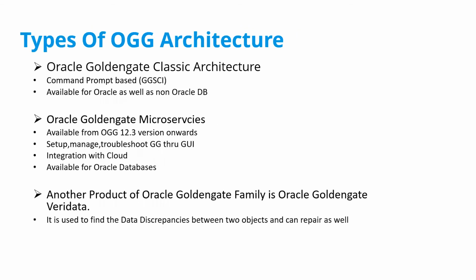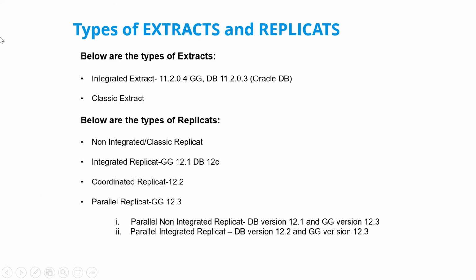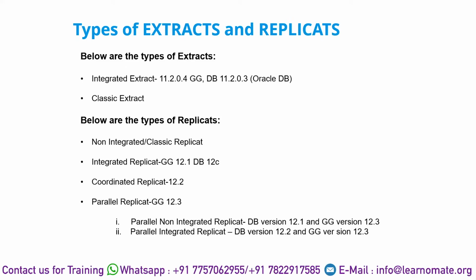Why this confusion comes is that classic basically means traditional. There was only GoldenGate when microservices was not there. So the traditional architecture was renamed to classic. In the same way, there was only one type of extract initially. When integrated was launched, they renamed the existing type of extract to classic. Okay.